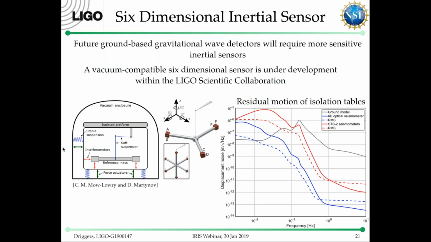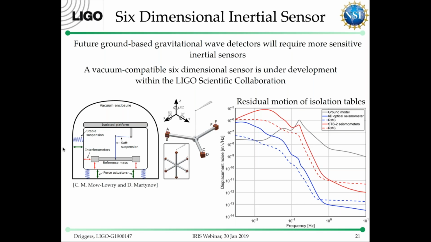So even if we think that we're not creating any tilt in, say, the hydraulic system or on our tables, through imperfections in the system, we may still see tilt. And so this will allow us to measure that tilt in situ inside the vacuum system. And you can see in the figure on the right that we expect this to be more sensitive than even an STS-2 Streckeisen seismometer.